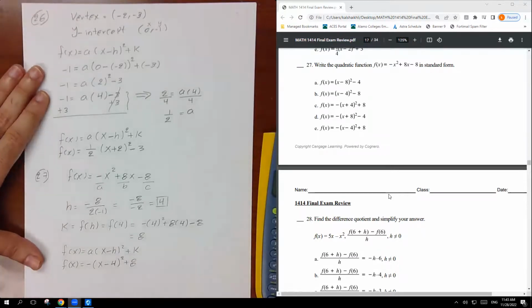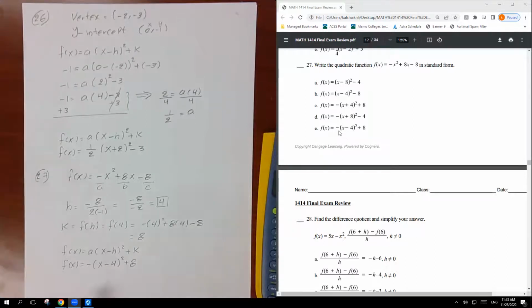So let's check which one is going to be the right option. The last one, E, is going to be the right option. So E is going to be the right option. That's it for 27. I choose this one.